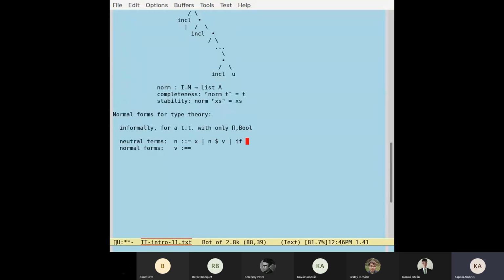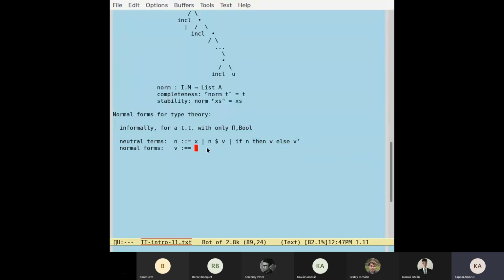So if we apply if then else on a neutral term, then I cannot apply any computation rule here, right? So I don't know what to do with this n, because look, these are the only neutral terms. So a neutral term is either a variable. So if it's a variable, then I cannot apply the beta rule for function space here. And if it's a variable, then I cannot apply the beta rule for if then else, right?